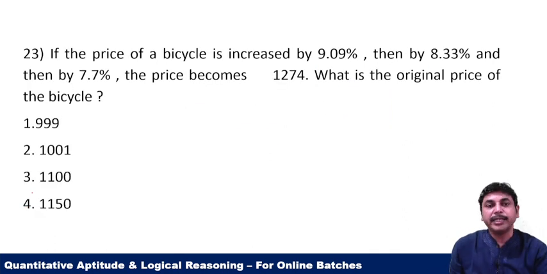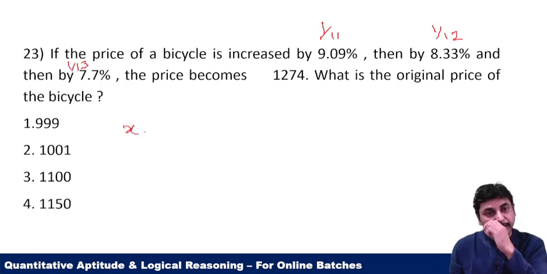Okay, let us go to the next question. Now this is on percentage. The cycle is increased by 9.09%. 9.09% is equivalent to 1 by 11. Then 8.33% is equivalent to 1 by 12, and then 7.7% is equivalent to 1 by 13. So let us consider the cycle value as x.